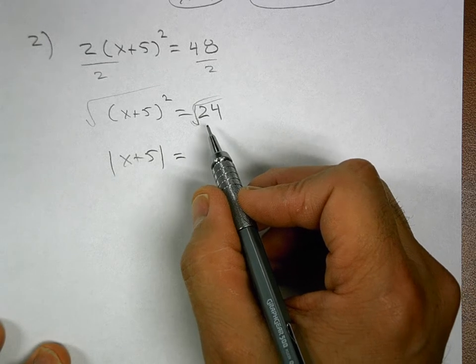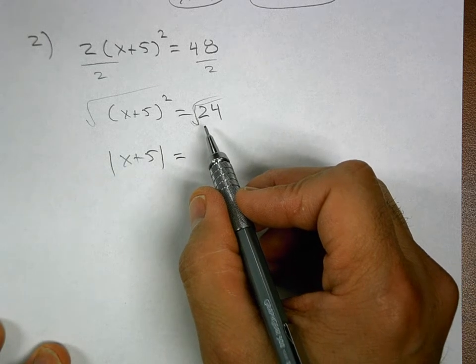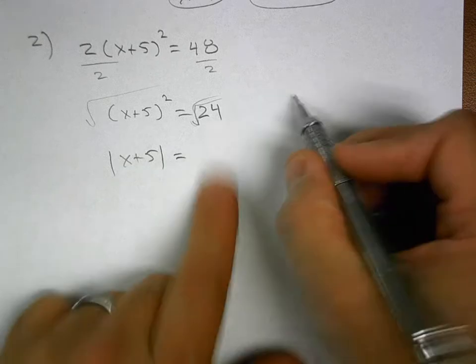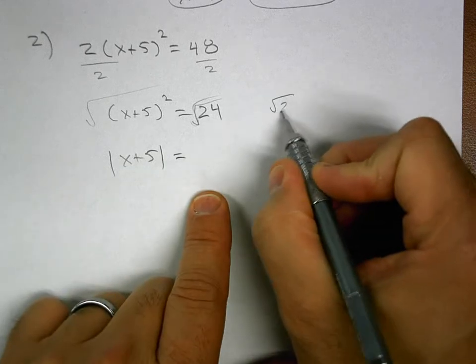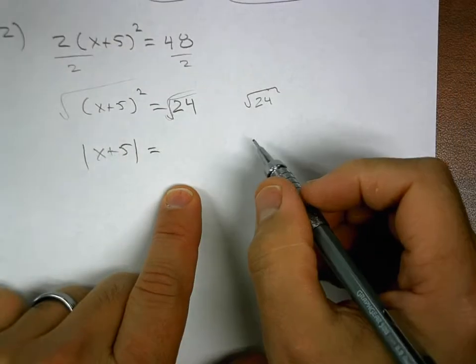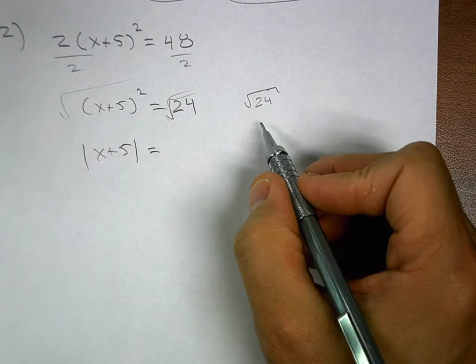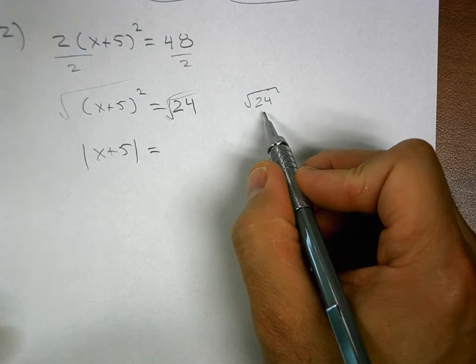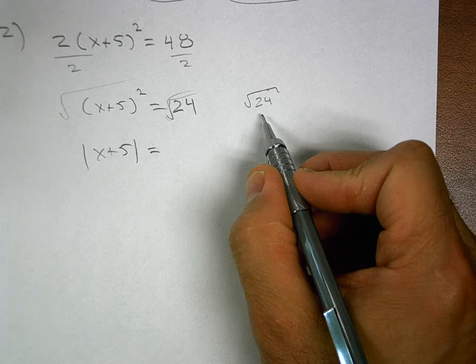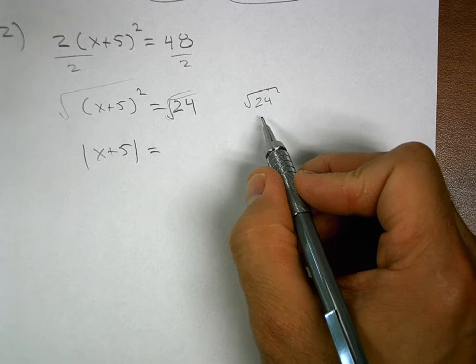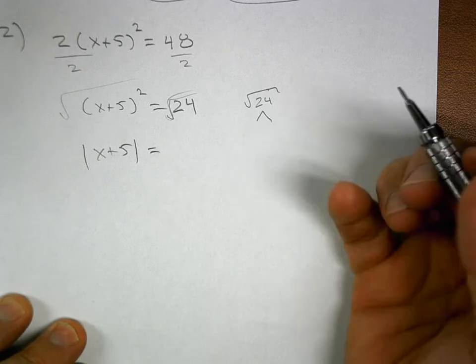Is it 2 square roots of 6? Yes, it is. Okay, so square root, that's off to the side over here. Square root of 24. So you could do this a couple ways. You can just break it down into all prime factors and then take out every pair, take out one. So let's start doing that.